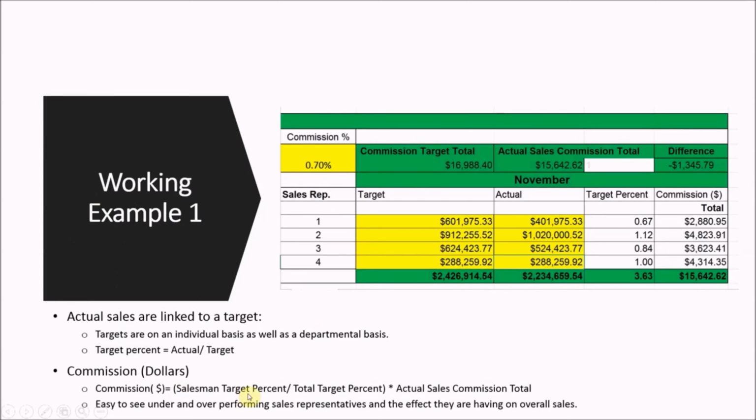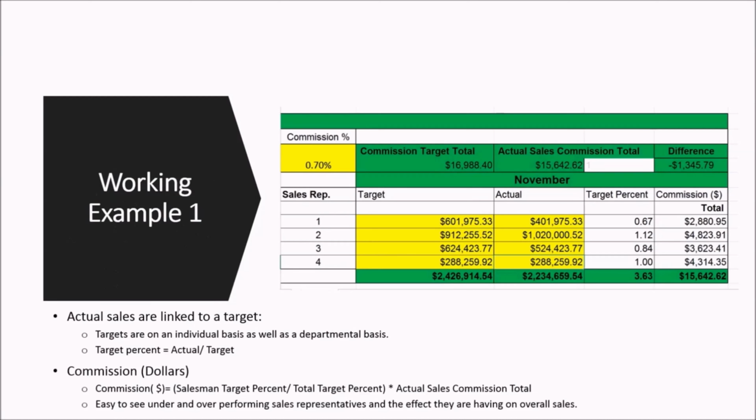So the commission dollars here, which is this column that's here, is determined by the salesman target percent, so 0.67% over the total target percent, which was 3.67%, and then you multiply it by the actual sales commission. So in essence, as a team, they would have made 15,642.62, but it's a matter of how much out of that money sales rep 1 actually makes, and how much sales rep 2 actually makes.